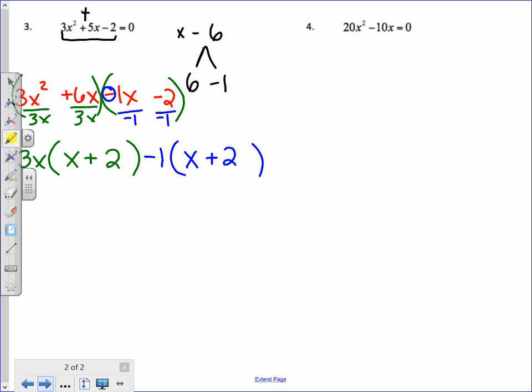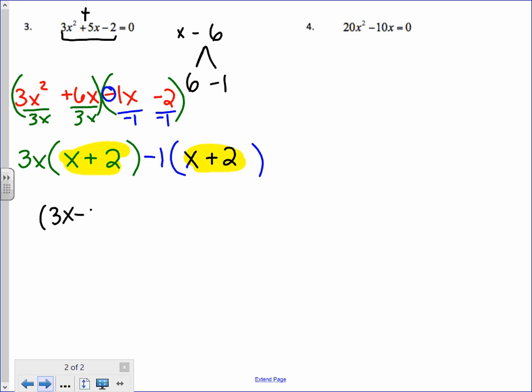Again, just like in the second problem we did, it's a good thing that these x plus 2's are the same, because you can get the final factored form of 3x minus 1 times x plus 2. Once I factor the polynomial, in order to find the solutions, you again use the zero product law. So I'm going to set each factor equal to 0 and then solve it for x.